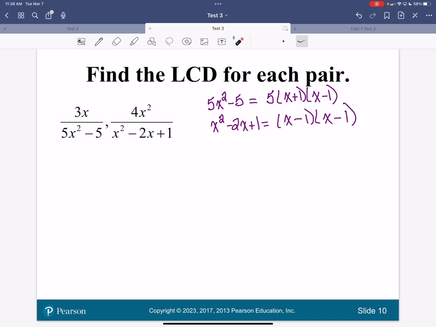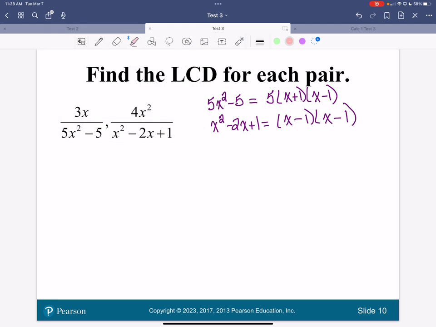It's okay if you don't recognize it as a perfect square trinomial. That's fine. Our product is 1. Our sum is -2. So -1 times -1 gives me 1. -1 plus -1 gives me -2. I would encourage you to write it out like this. Don't try to write it as x minus 1 squared because that could confuse you.